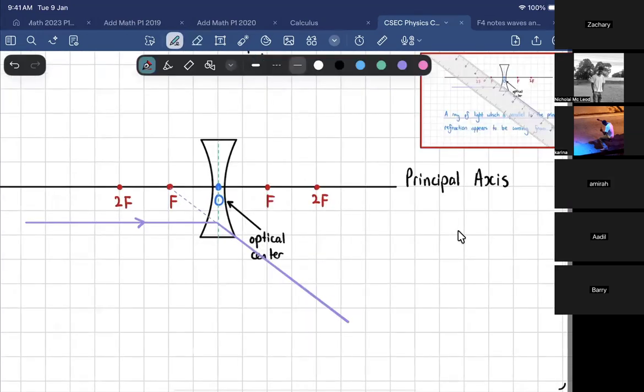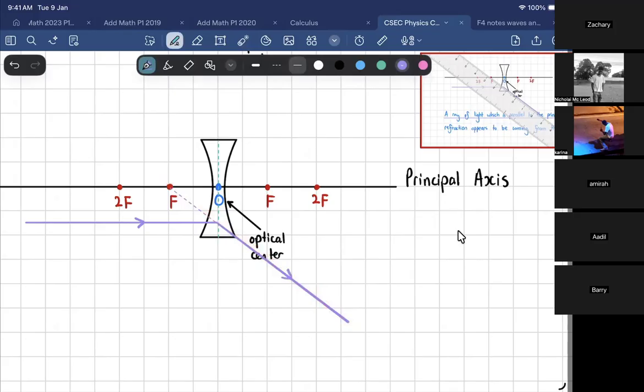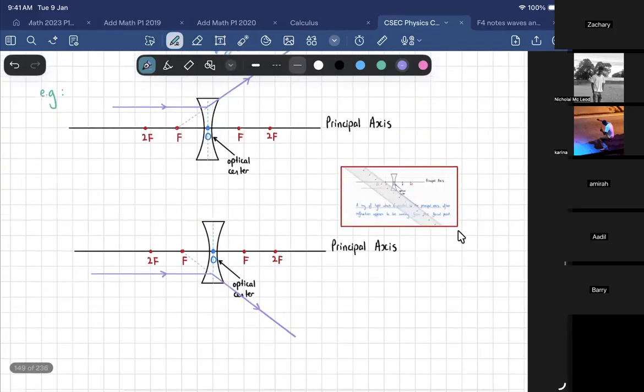So you had to line up the ruler. You can't just willy-nilly draw a line. You have to line it up with the focal point. Remember, it had to appear as if it's coming from the focal point. And don't forget your arrow too, to indicate the direction of the light ray.